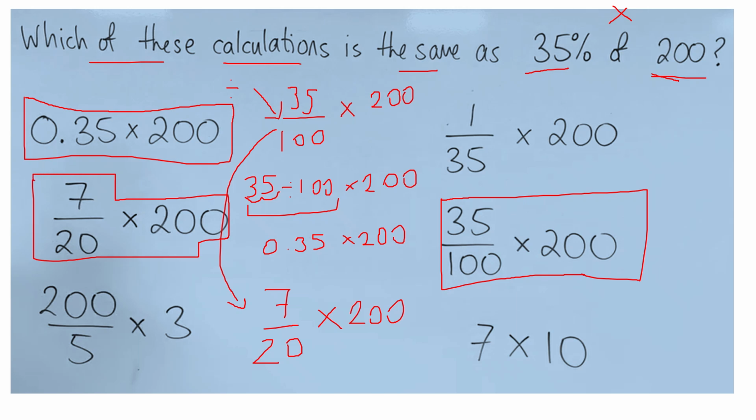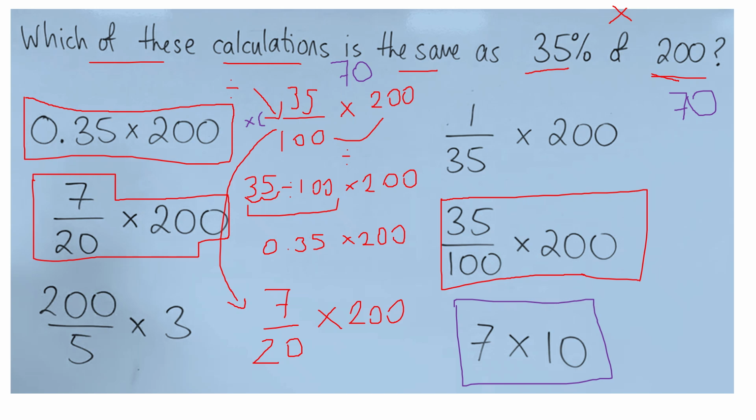Well, let's actually go ahead this time and work it out. So back to the beginning. If I do 200 divided by 100, I get 2, and then 2 times 35 is 70. So the answer to our problem is going to be 70. Now is there any other sum that I can see that looks like 70? Well, 7 times 10 makes 70, so that's also going to be that one there.